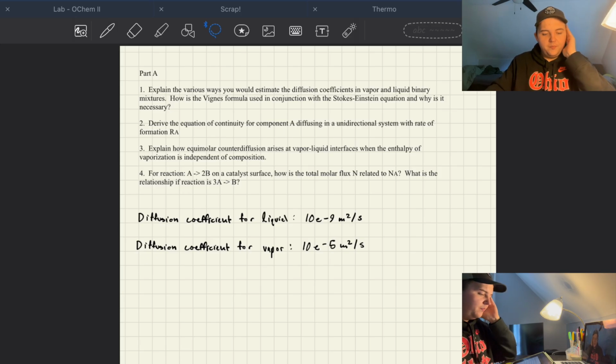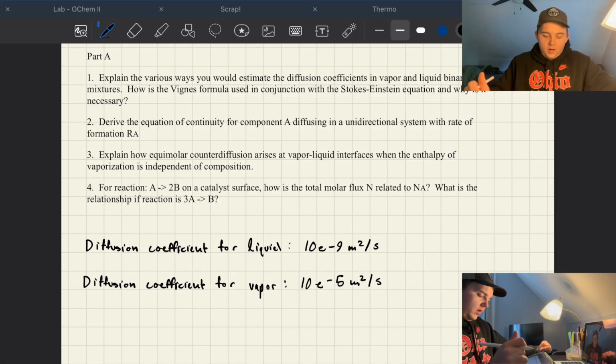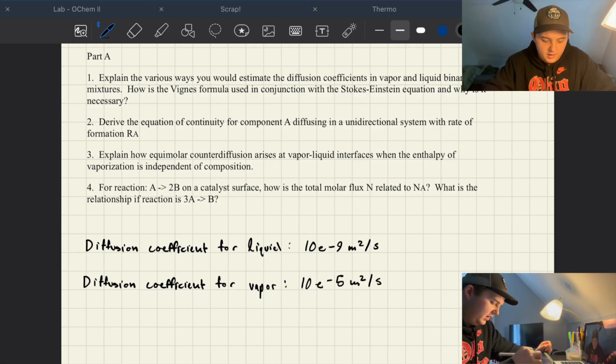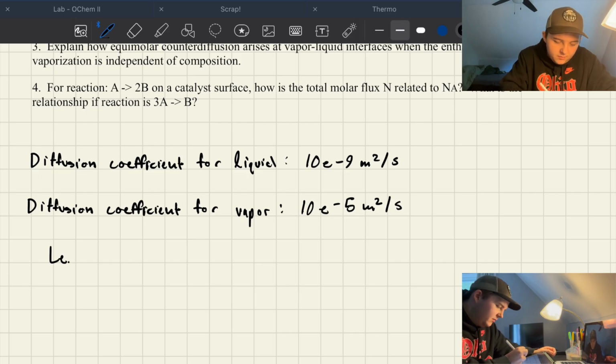So, to start out here, I have our diffusion coefficients for liquid and vapor that are already known. And what we're going to do here is use our formulas that we've been working on and show how we can estimate these. So we're going to start first by writing the Lennard-Jones equation. I might be spelling this wrong, but it's okay.